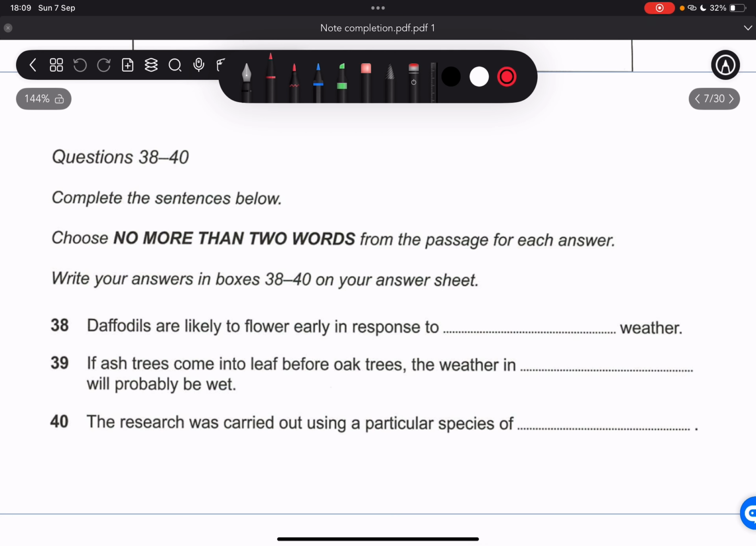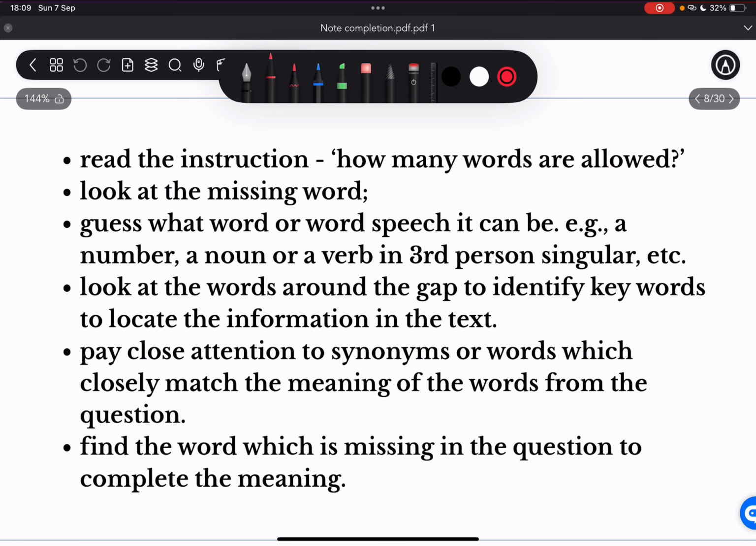And finally, we've got a sentence completion. As you can see, we've got sentences which are not related to each other at all. You just have to fill the gaps based on that sentence only. Okay, now before we start doing some of the tasks, let's talk about some strategies.